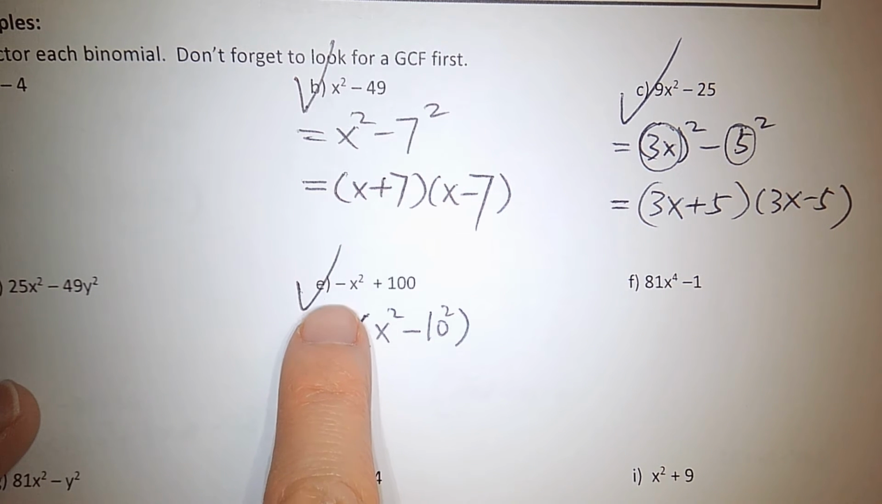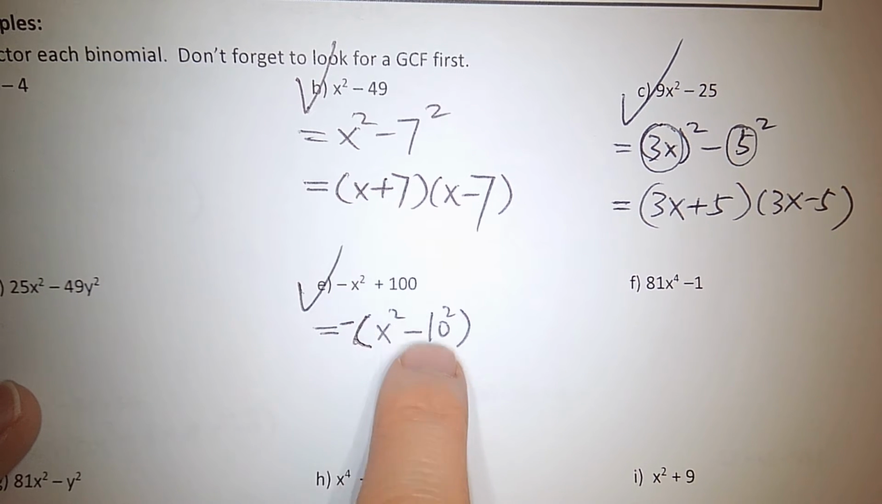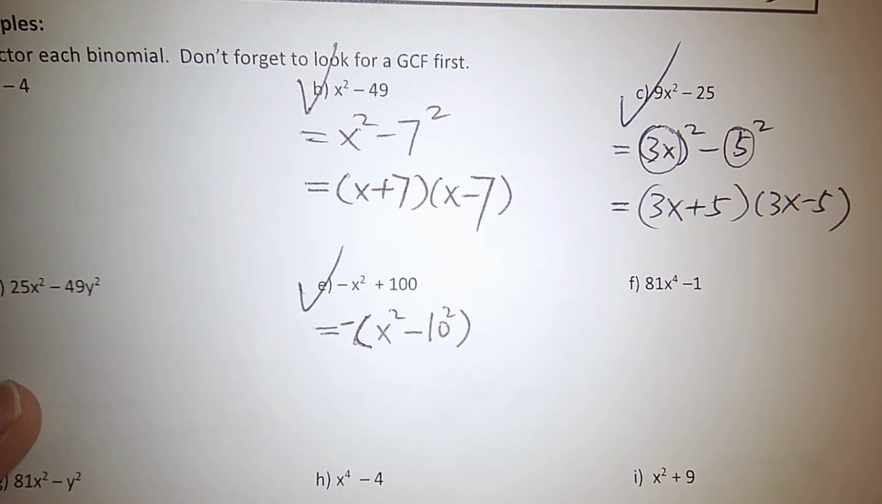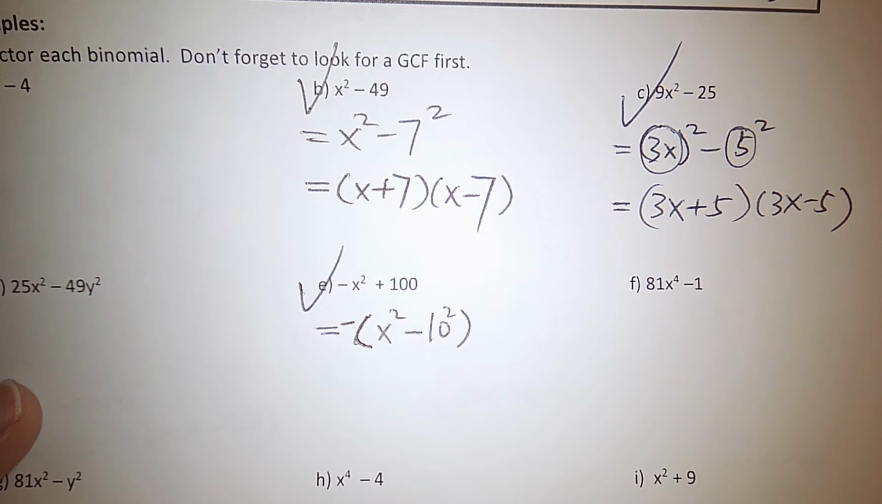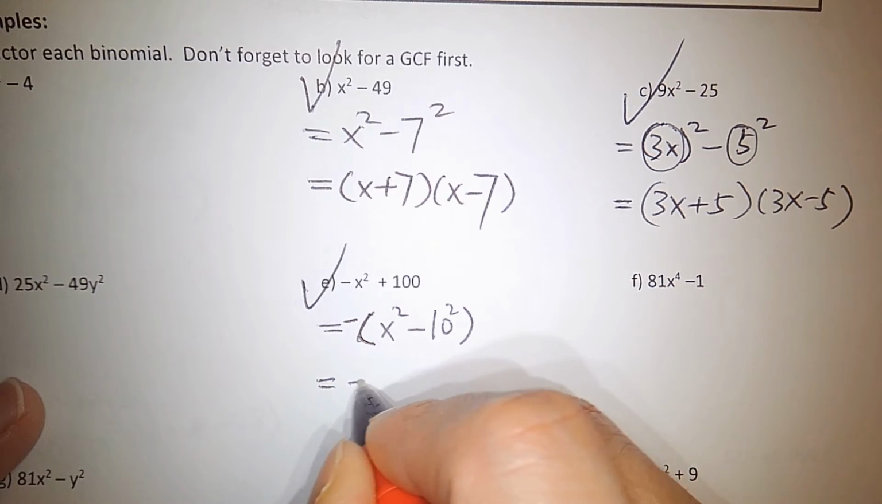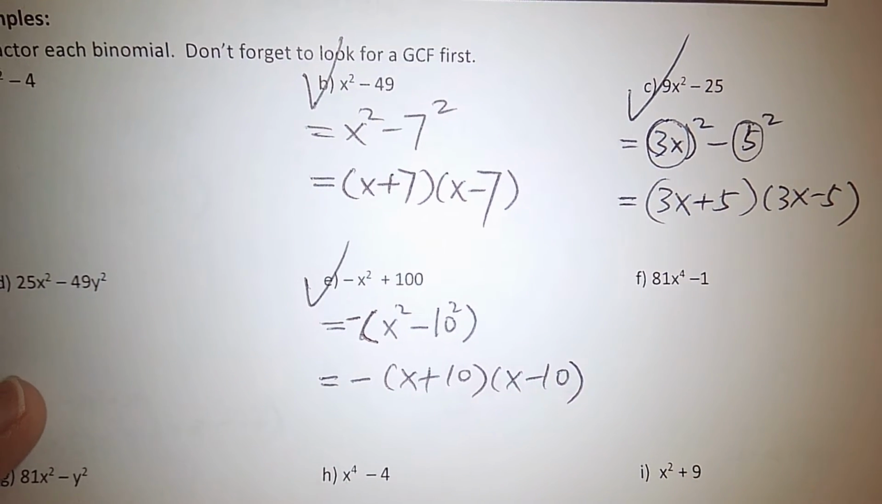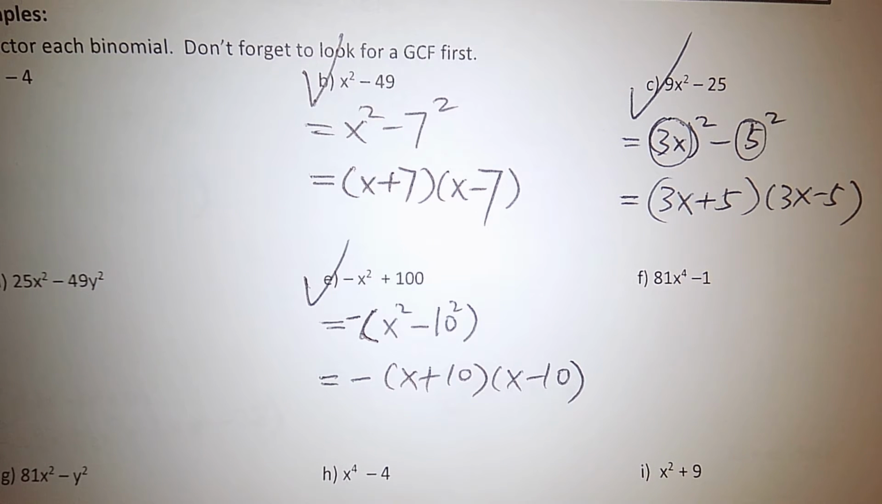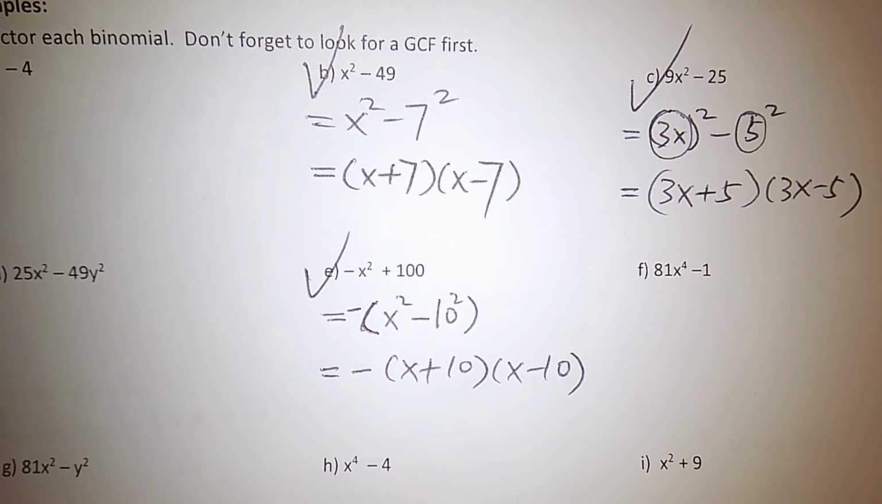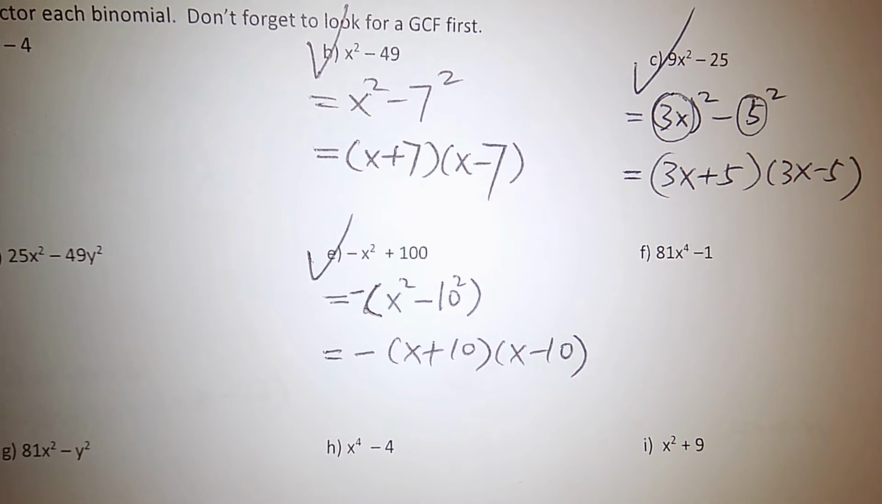Factor out the negative sign, that gives us x squared. Factor out the negative 1, that gives us a negative 100. Negative 100 can be written by what? 10 squared, right? Can we use the formula to factor this? Negative x plus 10 times x minus 10. Right? Now let's try question F.